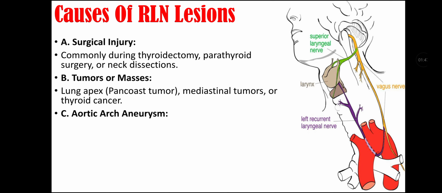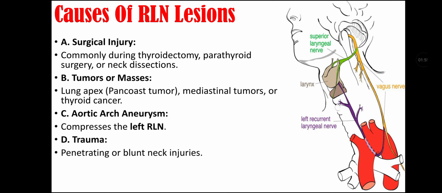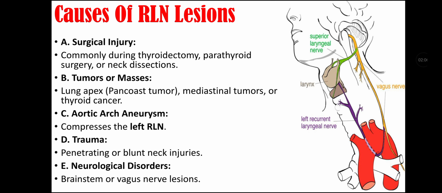Third cause is aortic arch aneurysm, as it compresses the left recurrent laryngeal nerve. Fourth cause is trauma, as penetrating or blunt trauma causing neck injuries can cause recurrent laryngeal nerve lesions. Next cause is neurological disorders that may be brainstem or vagus nerve lesions.